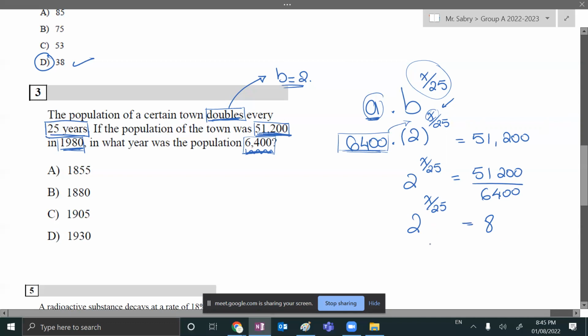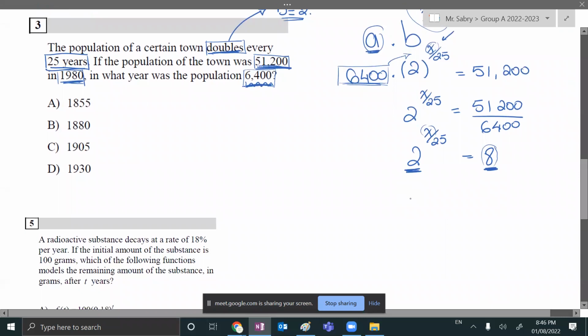Okay, how do I still find the value of X? Now, whenever the variable, X or the unknown, is in the power, I can't really find the value of X unless I make the bases equal to each other. So you ask yourself this question: how do I change the 8 to become 2 power something? 2 power what would give me 8? And you'll find on a calculator that 2 power 3 would give you 8.